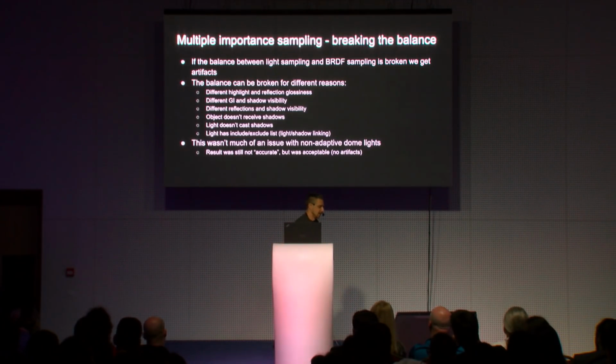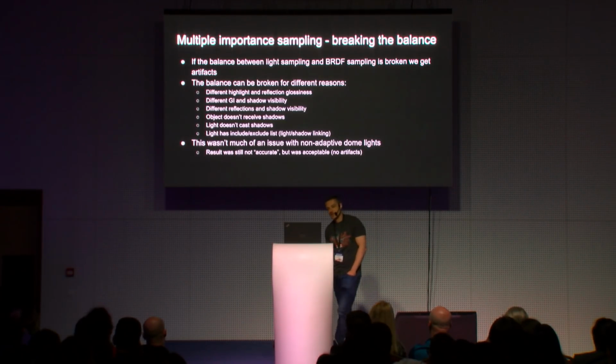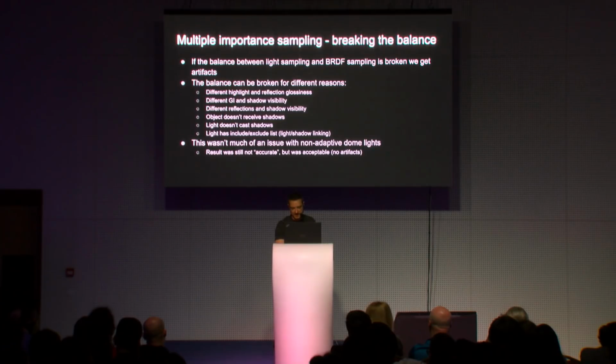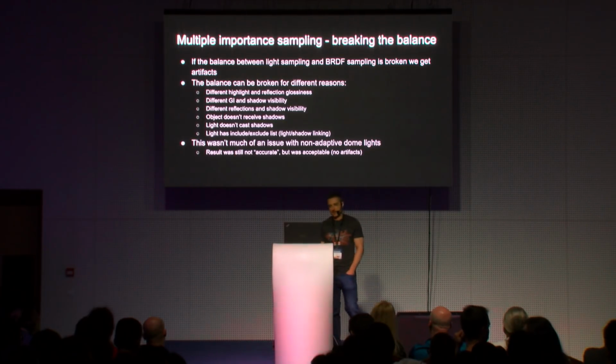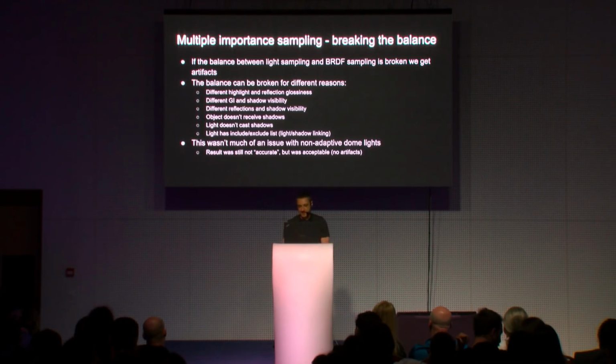Also, if you have objects that have different visibility to different types of rays, this also breaks the balance. For example, if an object is not casting shadows, it will modify the result that is computed by the light, whereas the material result, the BRDF result, would still stay the same, but they won't add up to the right thing.